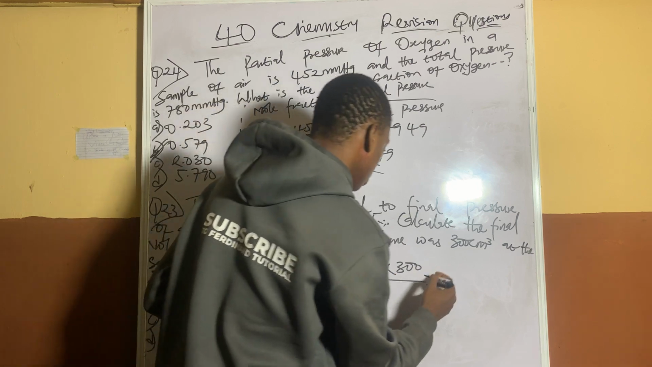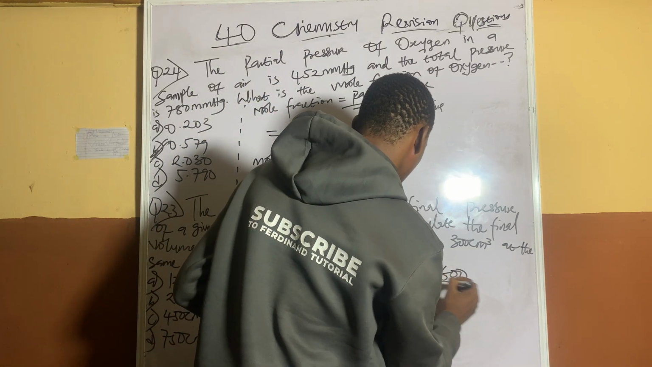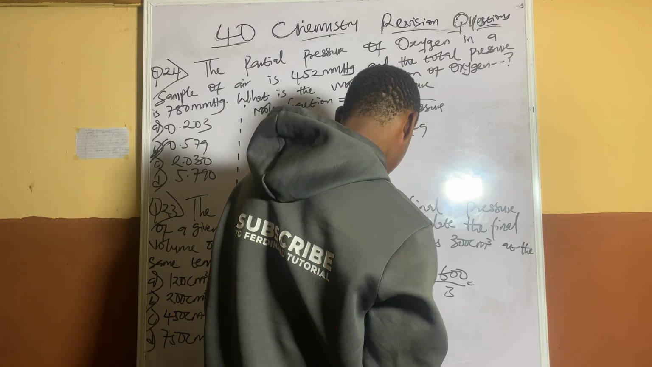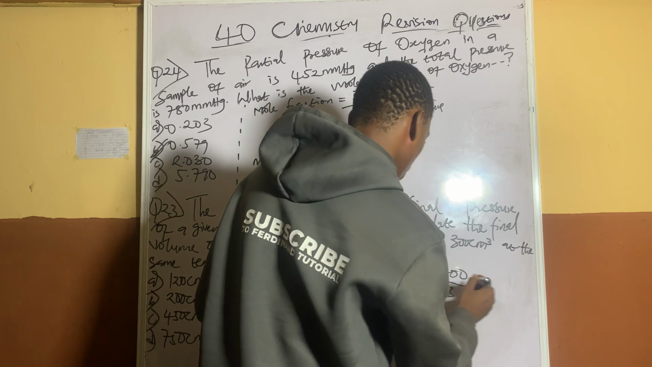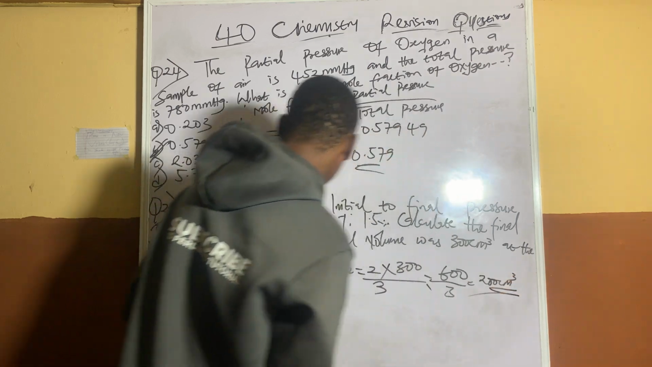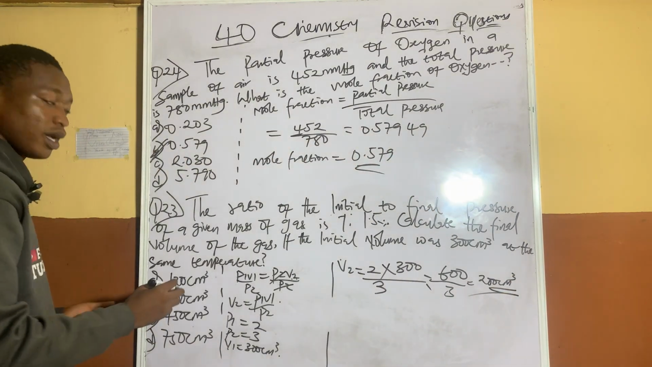So 2 times 300 is what? 600 all over 3, which is the same thing as 600 over 3. What do we have? We have 200 cm cube. So I'll come here. My answer is what? My answer is B.